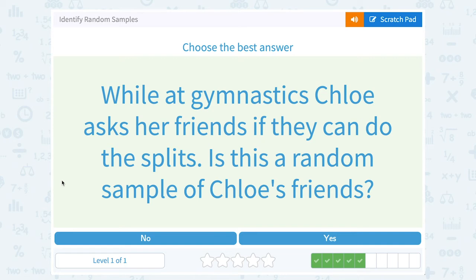While at gymnastics, Chloe asks her friends if they can do the splits. Is this a random sample of Chloe's friends? Well, no, because first of all, she's asking at gymnastics, so she's only asking the friends that do gymnastics, and she's not picking randomly who to ask. It looks like she's maybe asking everybody or just asking some of her friends. So no, that's not random.